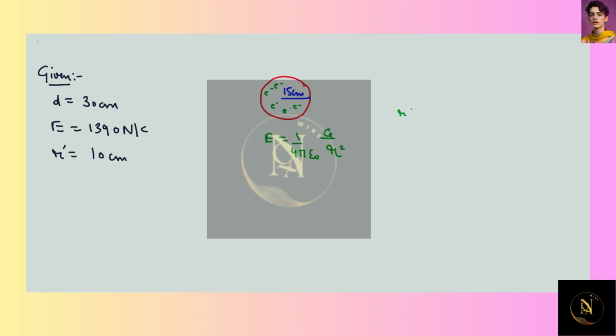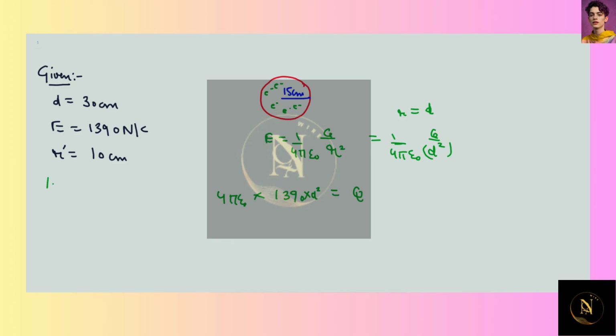And in this case, R is at the surface, so R will become D. So this would be 1 over 4 pi epsilon naught Q over D square. So putting all these values here, E is equal to 1390, which would be 4 pi epsilon naught times D square. So this will give us Q.